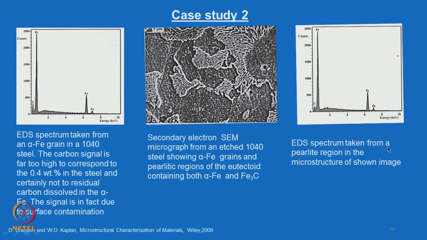the EDS spectrum taken from a perlite region in the microstructure as shown in the image, that means the first spectrum is taken from this region, the second spectrum is taken from this region. You see that here also the carbon is there. So, this is probably due to carbon coming from this, because this contains alternate layers of alpha iron and Fe3C. So, like that you can confirm this.